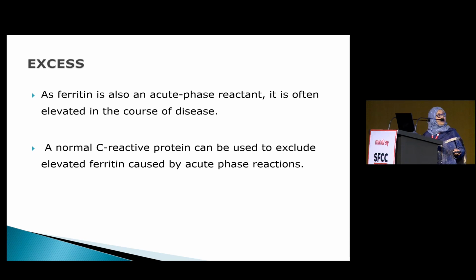Ferritin is also an acute phase protein, and it's often elevated in the course of disease. To rule out anemia versus infection, we can also do CRP levels to check whether the high ferritin is because of inflammation or because of anemia.